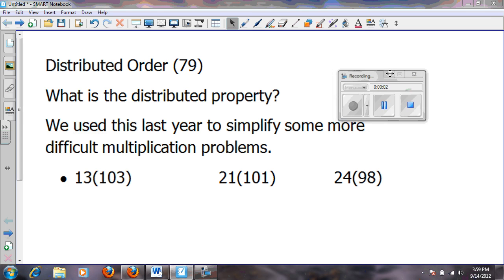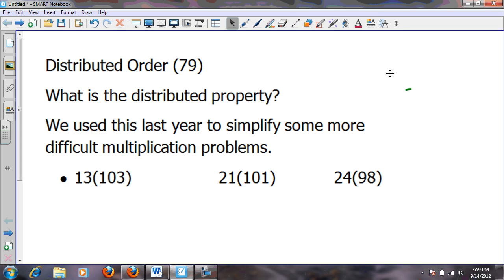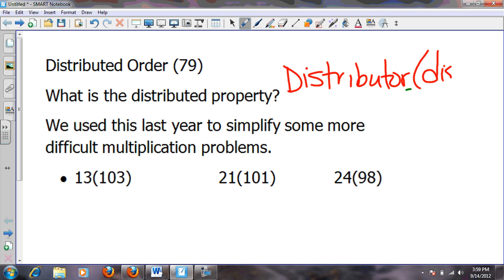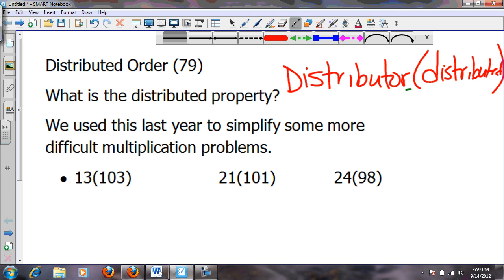This is the distributive property, lesson 2-4, page 79. Review from last year of the distributive property. It's when we have a distributor being multiplied by the distributed. We used it last year when we were trying to simplify some more difficult multiplication problems.